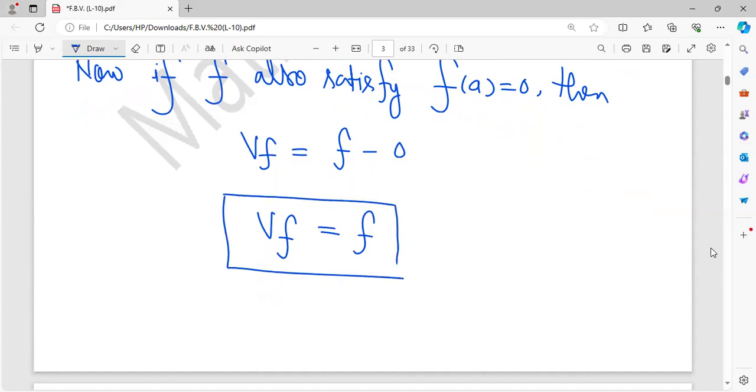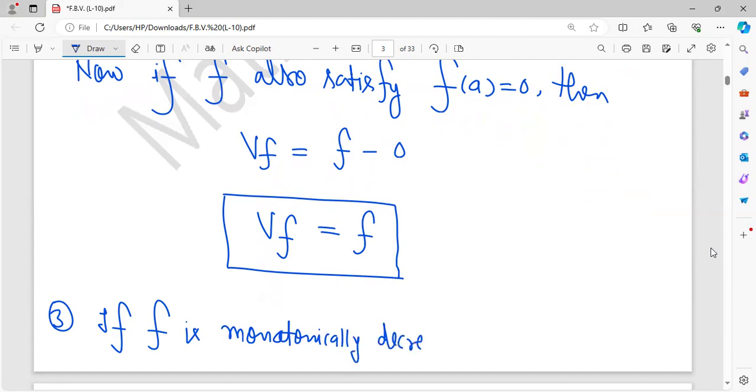Now the third property is that if f is monotonically decreasing, then V_f is nothing but f(a) minus f(x).